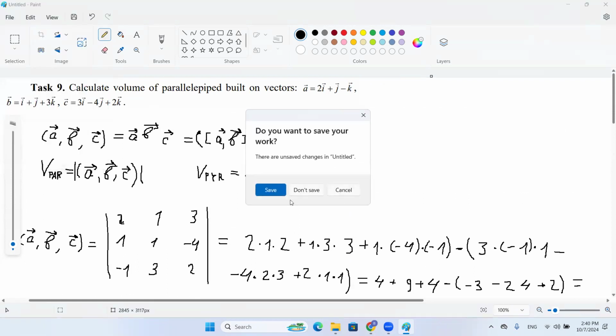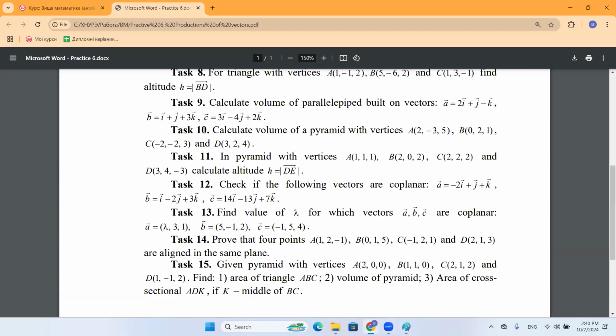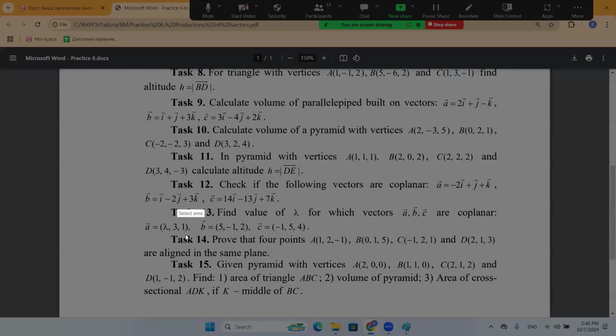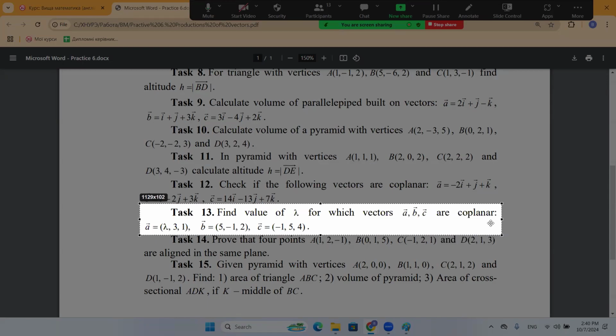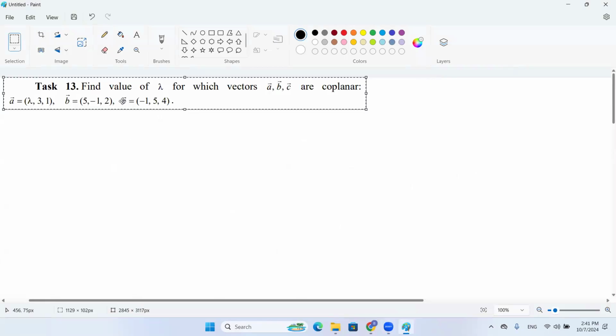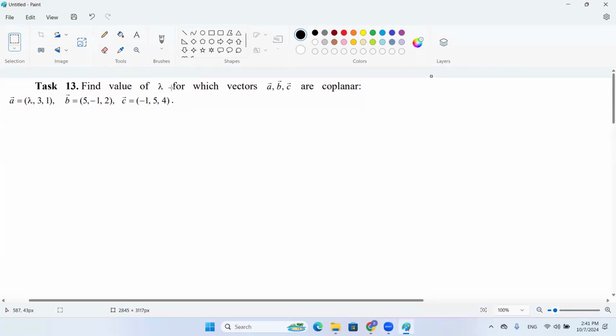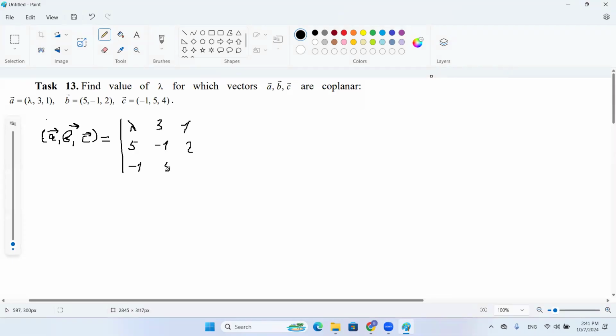Okay, and now let's quickly solve a task related to it. Task with the lucky number 13. We need to find the value of lambda for which vectors A, B, and C are coplanar. And of course, we need to calculate their mixed product. First of all, we will have such a determinant. Now let's write it in a row, just not to get confused.